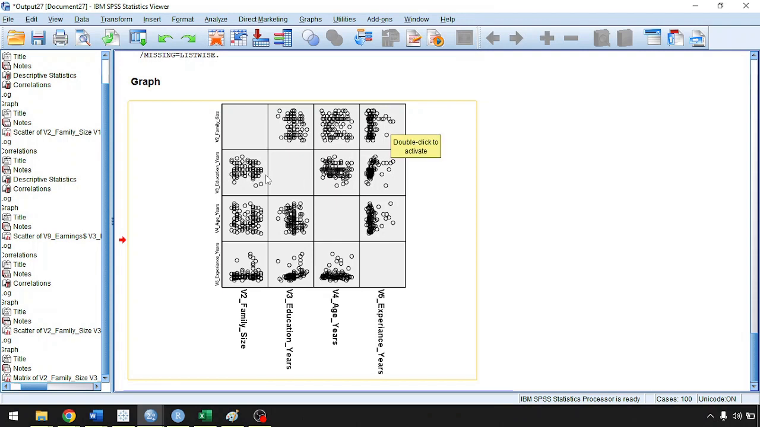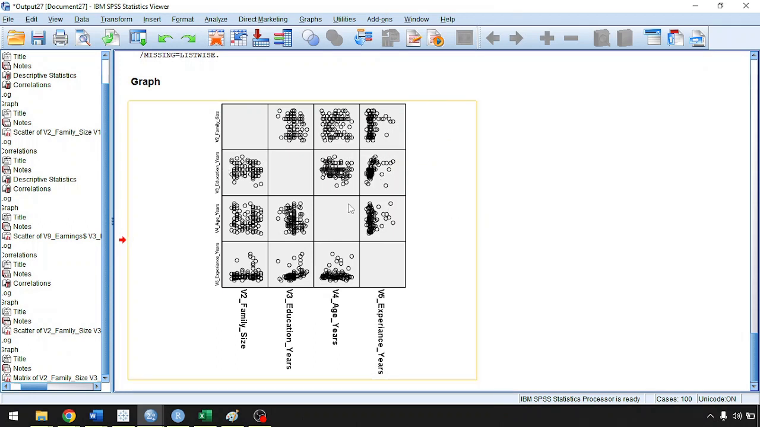Education years versus itself, nothing. Family size we already checked. Education years versus age in years. Yeah, we can say actually this can be a good case of a negative correlation here, as if education years goes down, age years goes down. That means that people that are younger have more education than people who are older.